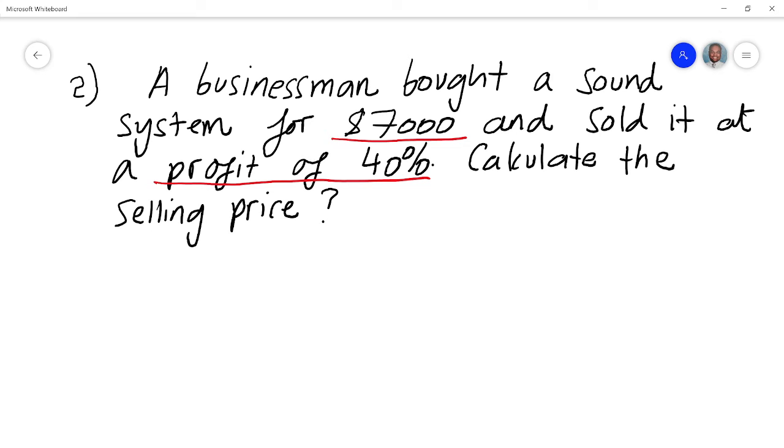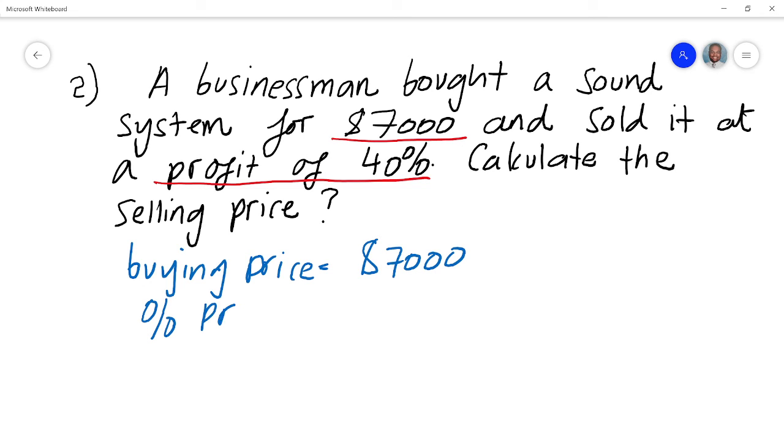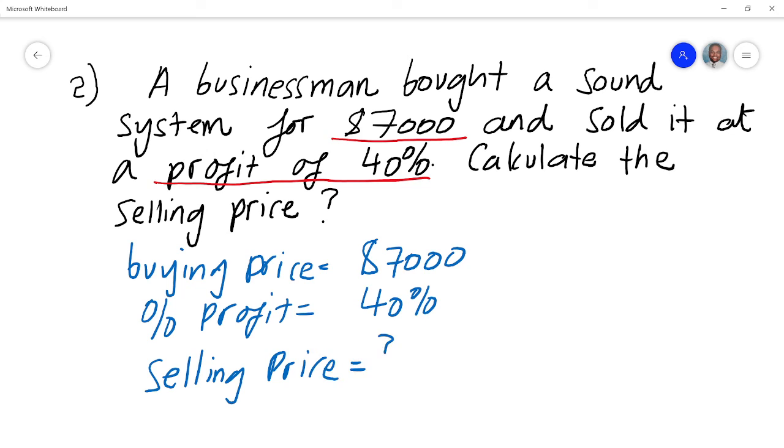So what I'll do here is write down what information we've got. That's the cost price, or in this case, I would say the buying price. So the buying price, that's $7,000, and your percentage profit, that's 40%, and we need to find out the selling price. All right, so we've been given that information.